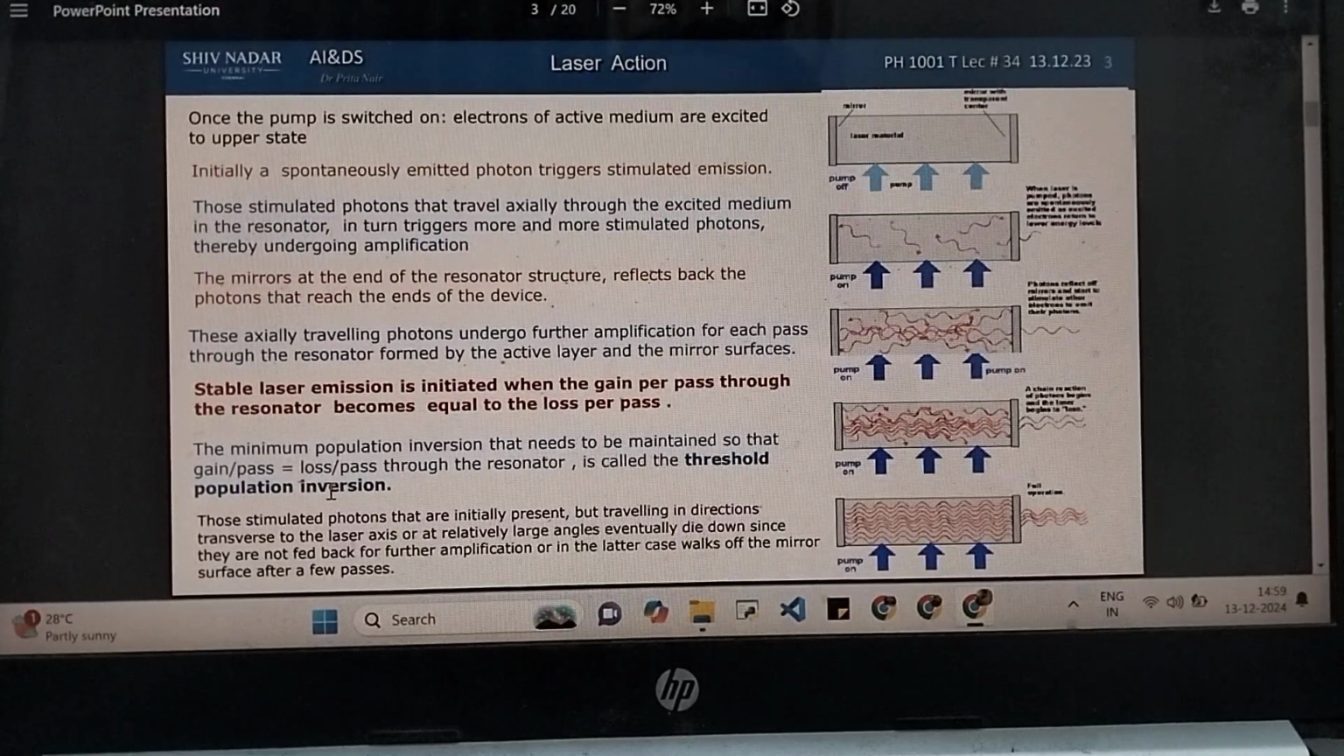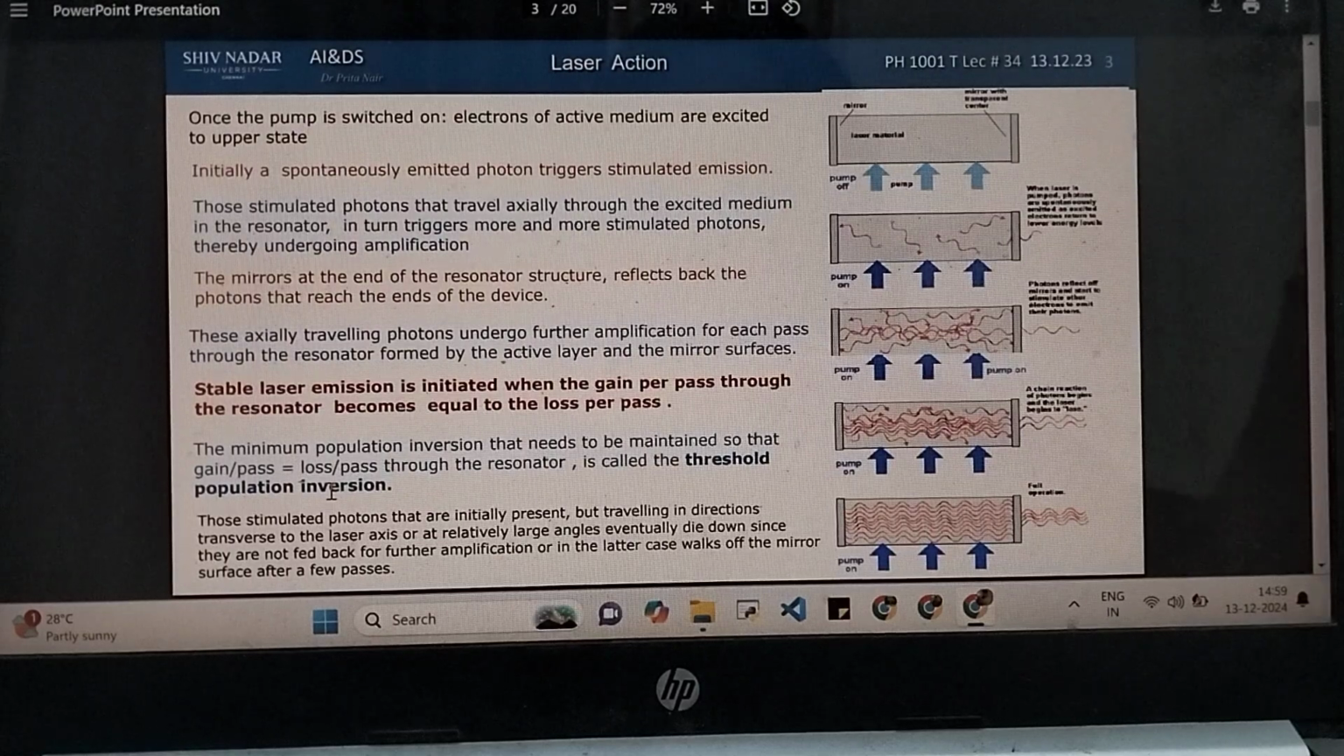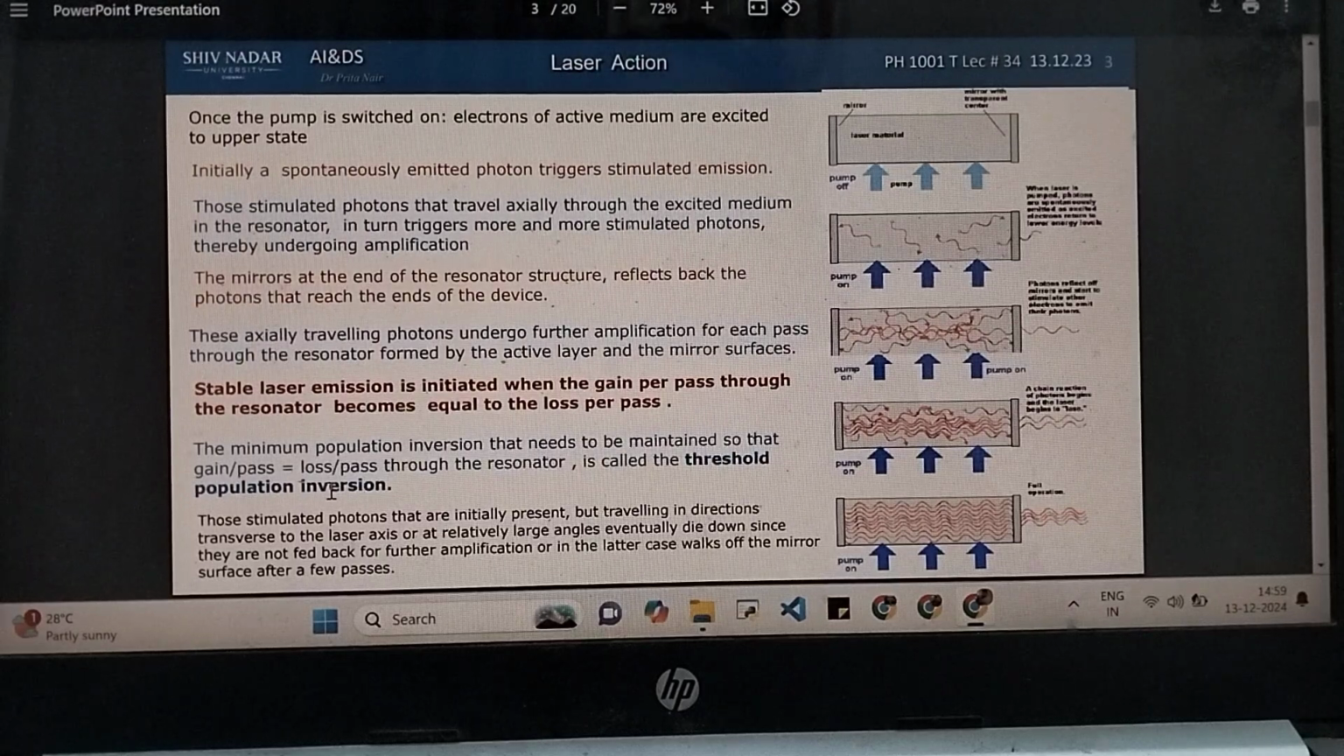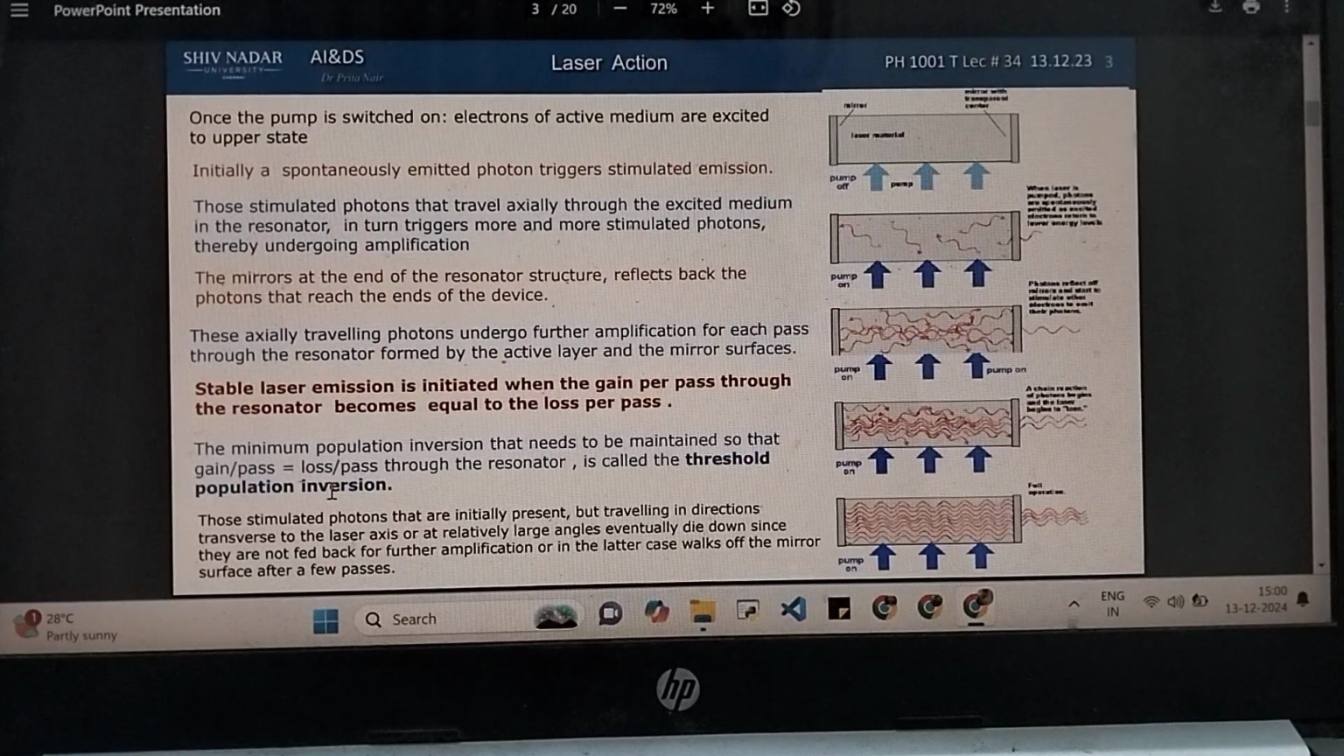How do you make sure the gain is more? By increasing the population in the upper level. Because that is one of the factors which affect the gain, for which the technique employed is population inversion. You have to have an effective pumping mechanism which is going to remove more and more electrons from the lower level and keep sending them to the upper level, so that there is constantly a good enough number of electrons at the higher level for emission to keep taking place. So the minimum amount of population inversion that should happen so that gain is equal to loss is called the threshold inversion.